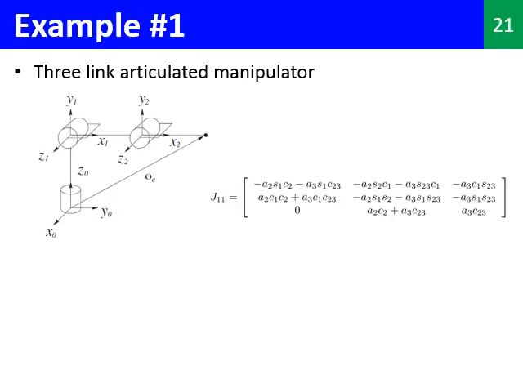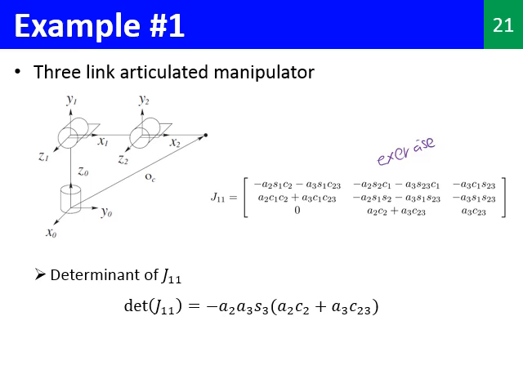Alright, now let's look at some examples to reinforce what we learned. First, we will look at the 3-link articulated manipulator, and you can work out the Jacobian and you will find J11 to be this matrix, and please verify that as an exercise. The determinant of J11 turns out to be this expression, and similarly you can verify this as an exercise.